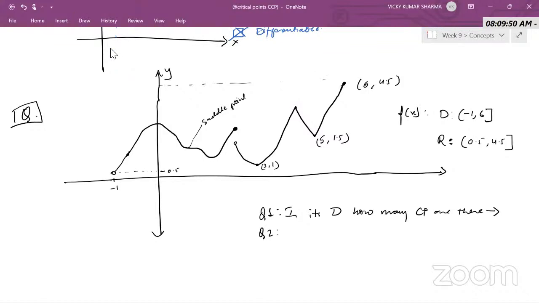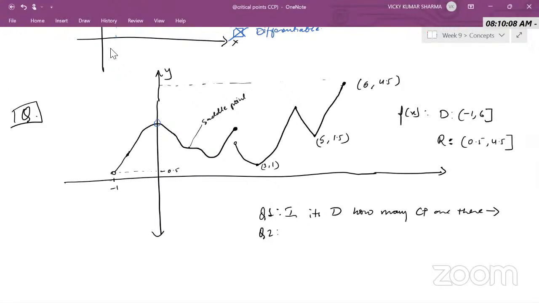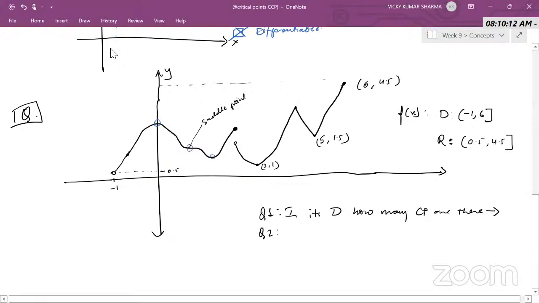Okay, let's see this. First of all, I cannot say anything about the boundary, so I'll leave that. So 6, let's see. So this is one critical point. All of you agree? Yes, sir. This is a critical point. So 1, 2, and the saddle point, and the 3. Down, see. This is another, 4.